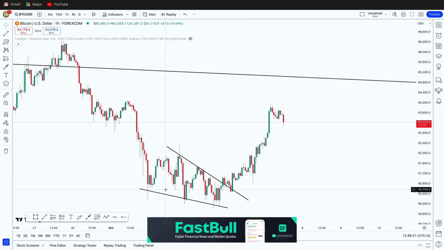So we want to see price break out and retest. This is what you want to see. We want to see price range in between, after we want to see breakout, retest, and then we want to see price just shoot back to the upper side, as you can see.